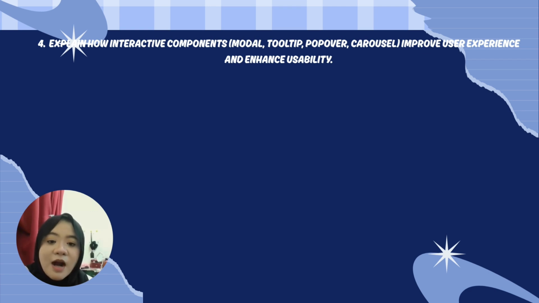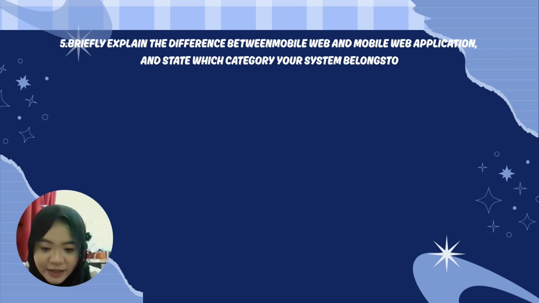Okay, now I will explain the difference between mobile web and mobile web application. A mobile web refers to a standard website that is accessed through a mobile browser. It is usually static or has limited interactivity, mainly designed for viewing information such as text and images.